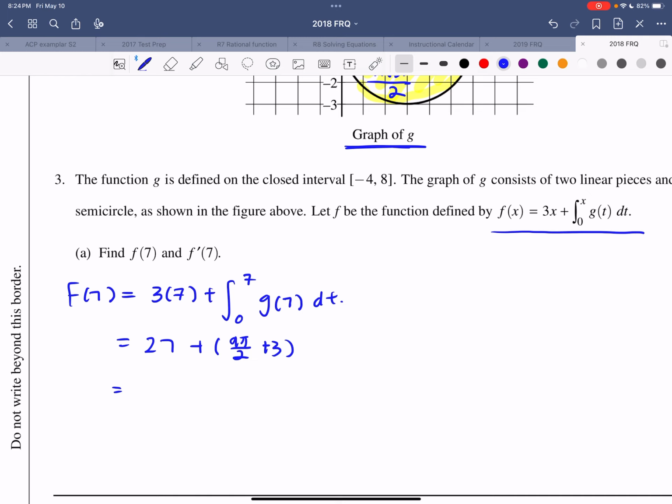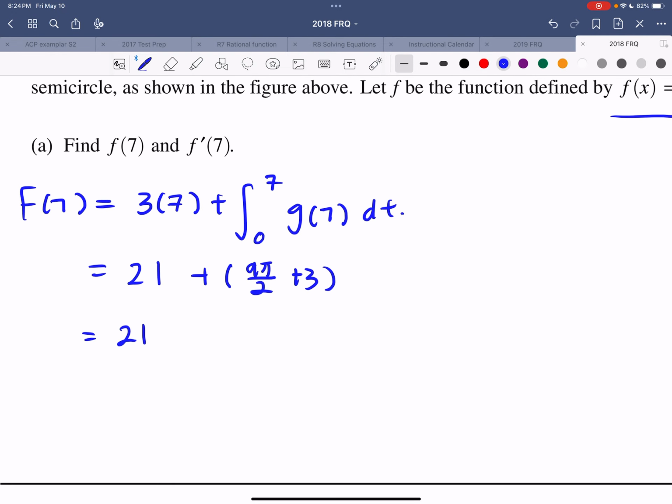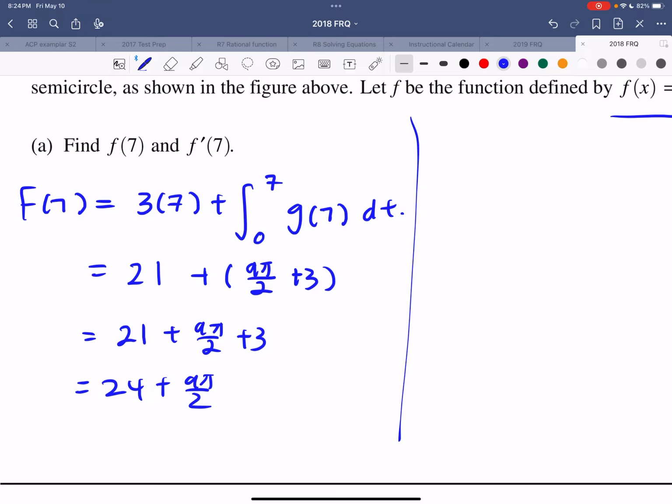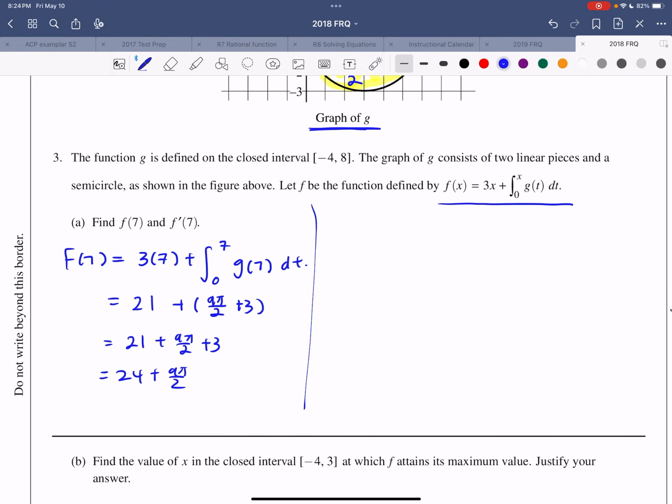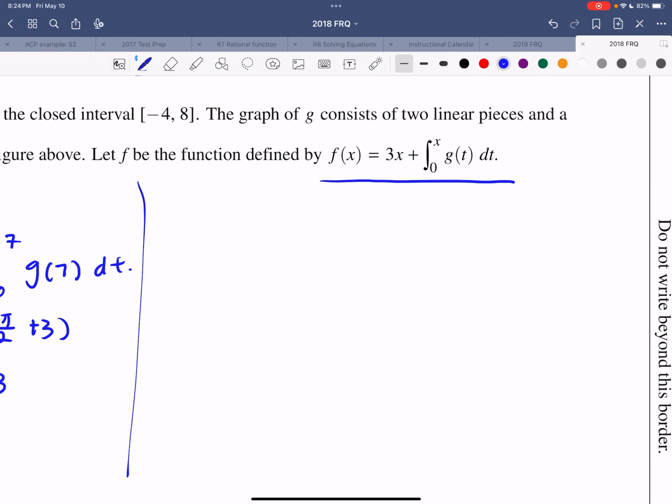wait, why is it 27? It's 21. I'm sorry. If you found my mistake already, you're good. So it's going to be 21 plus 9 pi over 2 plus 3. Therefore it's going to be 24 plus 9 pi over 2. So I believe on the non-calculator session, this portion is going to be 2 points. So the first question is going to be 4 points in total.